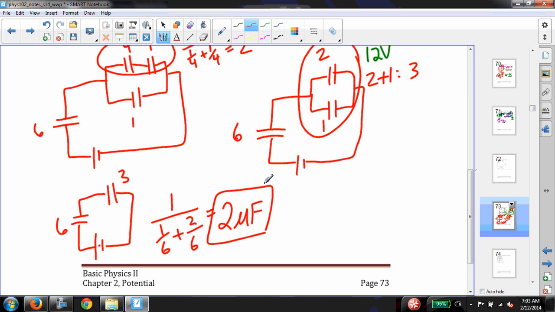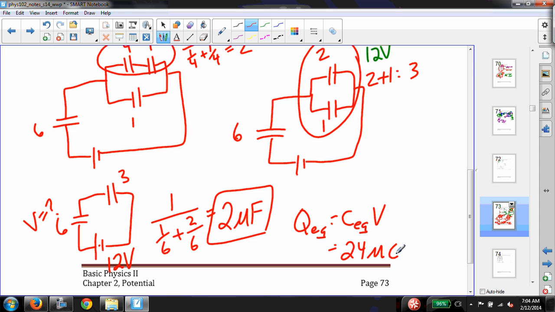Now, there are a number of different things that you could do with this. Like, for example, I have a 12-volt battery. What if I want to know the voltage on this? All right. Well, I know that the equivalent capacitance is 2 microfarads. So the equivalent charge is going to be C equivalent times V. That's going to be 2 times 12, or 24 microcoulombs.